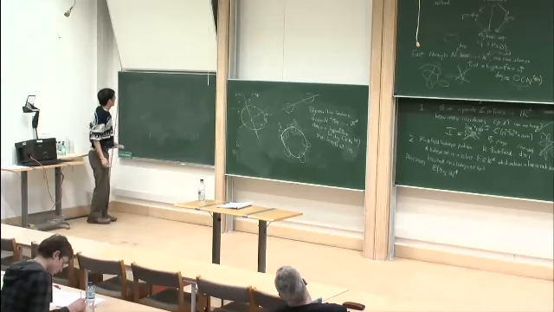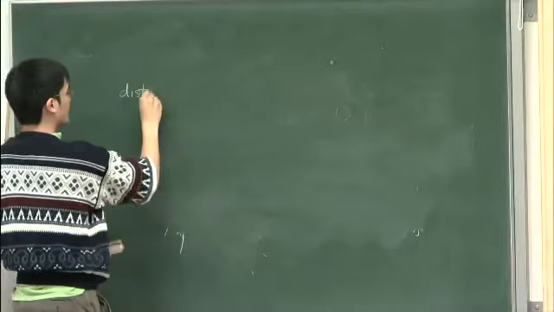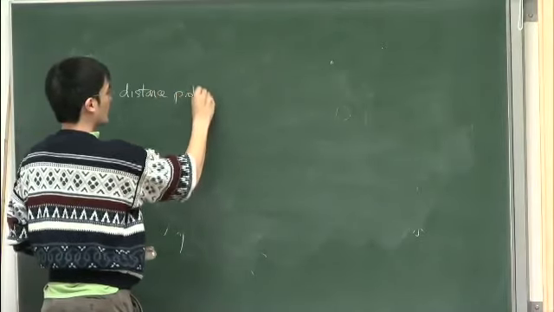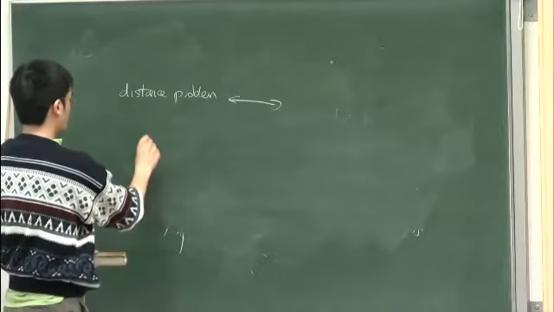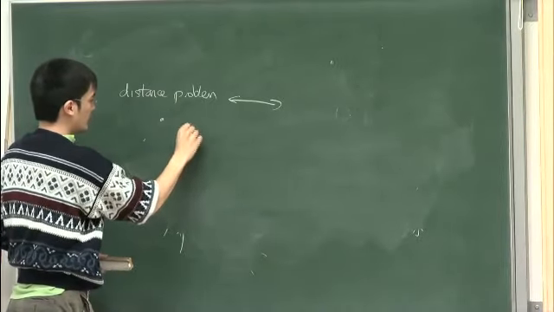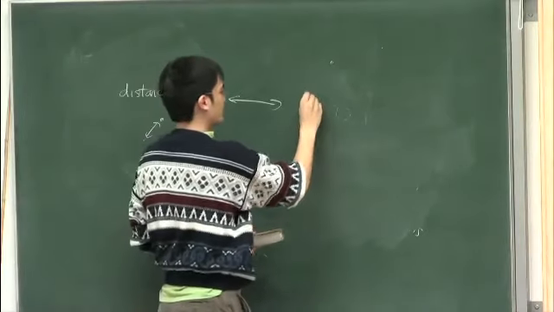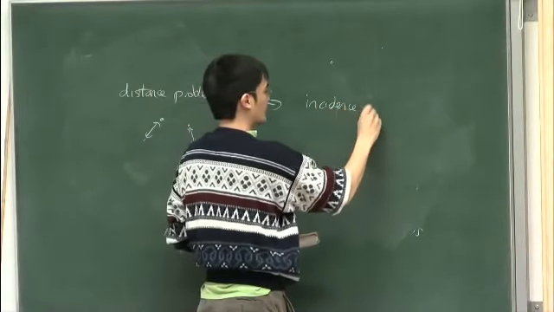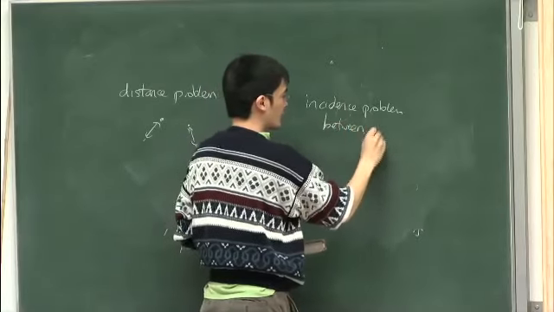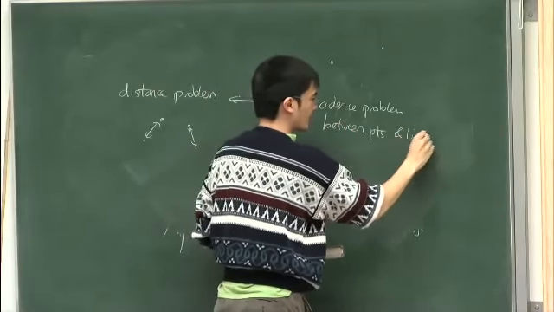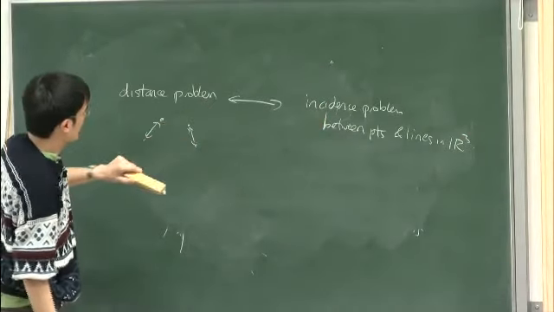Unfortunately, I don't have time to explain how it works exactly. But there's this ingenious way to transform the distance problem, which is a problem about points in the plane, to an incidence problem, involving points and lines in R3.